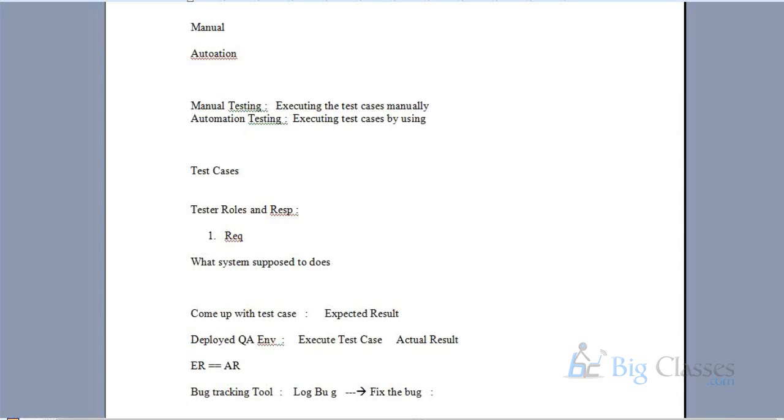The actual result is given by the application. That means if the actual result matches the expected result, the test case is a pass, and the application is working properly. If the test case fails, it means you identified a bug. You have to immediately log into the bug tracking tool, log a bug and send it to the respective developer.